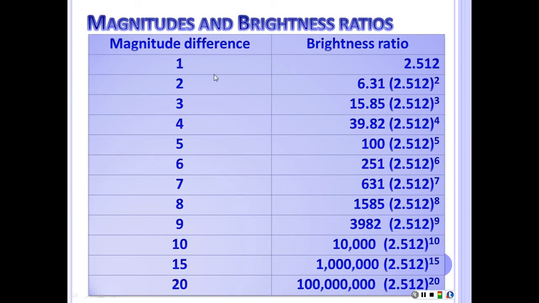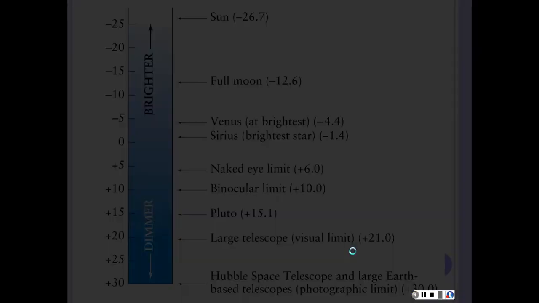And you can see that, so here, if we've got a magnitude difference of 5, 2.512 to the 5 gives us a magnitude difference of 100. A brightness difference of 100. And so you can work out that if you've got a magnitude difference of 10, then it's 2.512 to the 10, it's 10,000 times brighter, and so on. And so we can use this as a conversion.